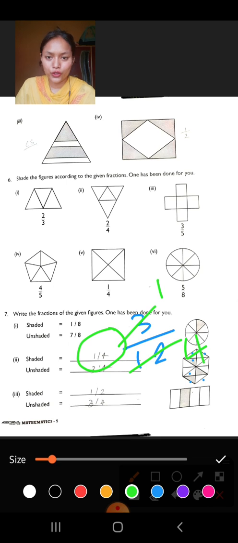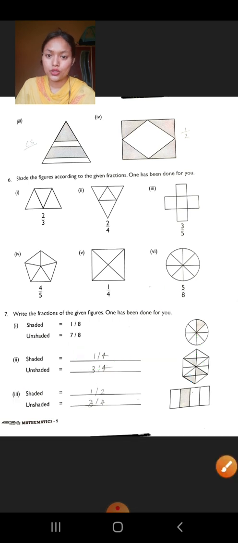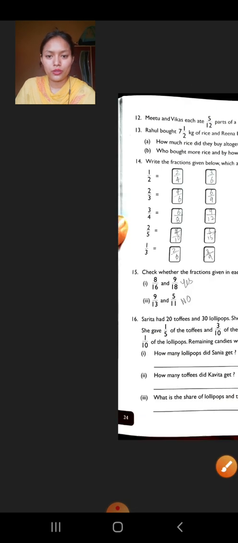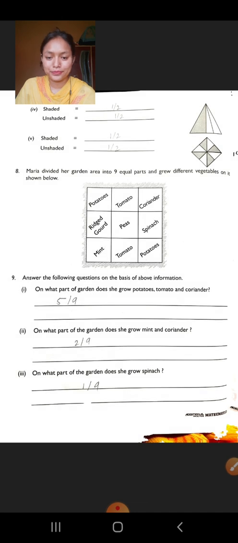So we have written here the answer 1 by 4. Similarly, you will find it for the unshaded part also. Okay, now you will do the third one also and the fourth one and so on. All the parts of this question you will do yourself.